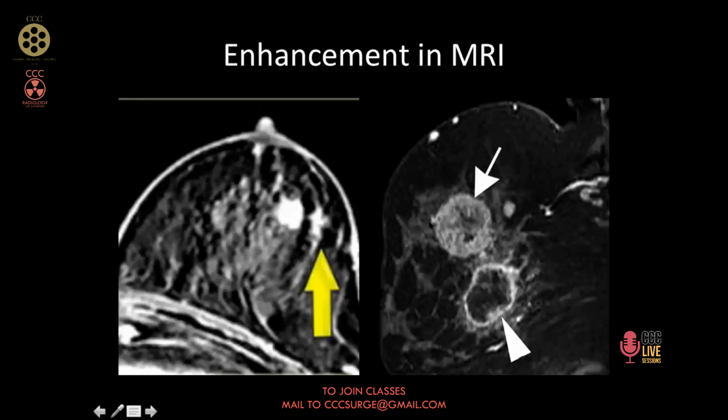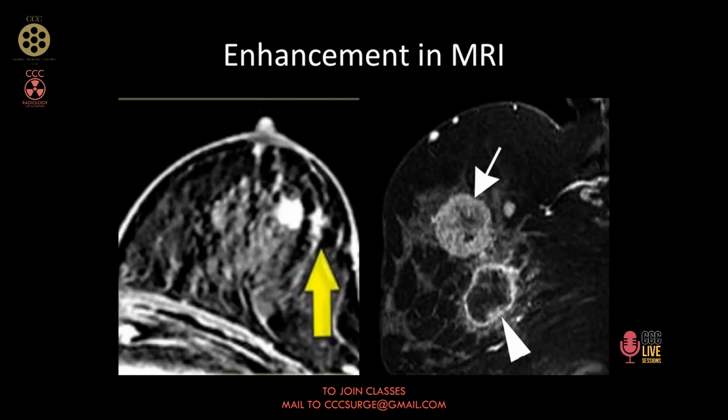Come to this. Again, this is an enhancement that you see, and this is again an enhancement that you see, but this is a non-mass rim enhancement. This is a classical sign of malignancy, and a non-mass rim enhancement is a sign of DCIS. So you understand, there has to be a heterogeneous or non-mass enhancement. This is a non-mass enhancement and this is a rim enhancement. If you find this sort of enhancement in MRI, you start thinking that these are malignant enhancements.